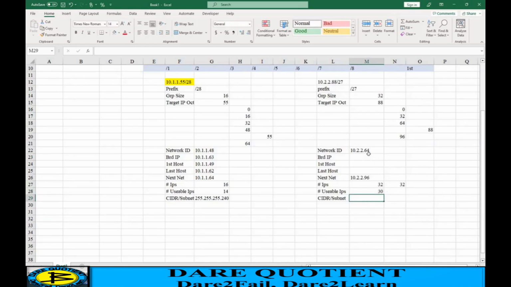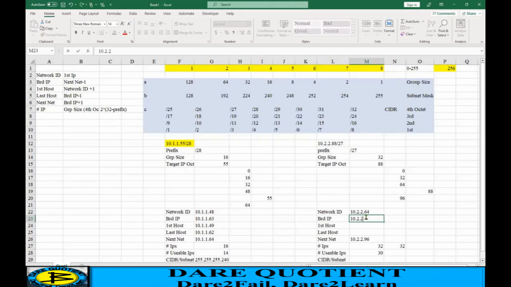Before we come back to the subnet, let's go ahead and fill the other attributes. Our network ID and the next network, we can go ahead and get our broadcast IP, first host and last host. So our broadcast IP is the next network minus 1. So we have 96. So our broadcast IP should be 95.